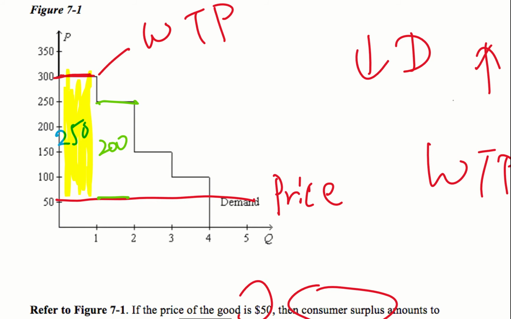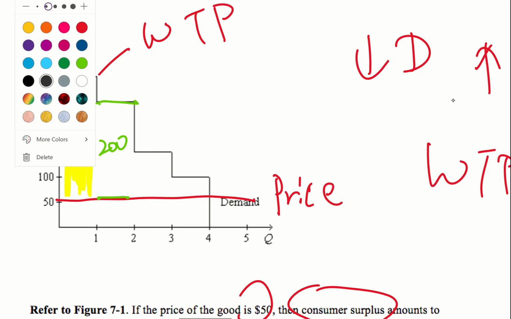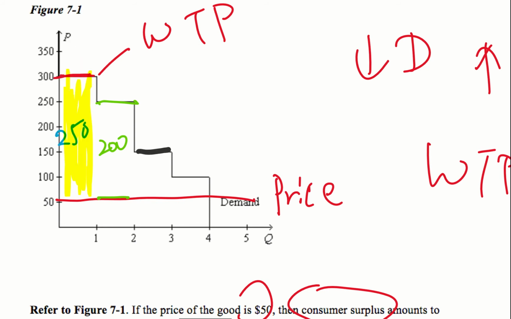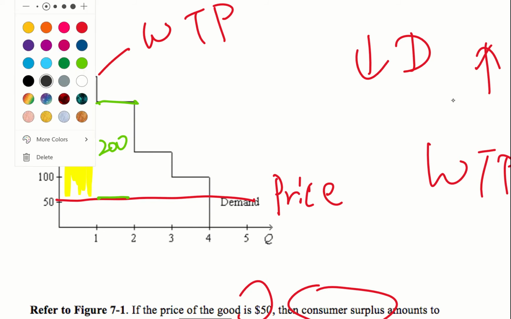And then for the next person, his WTP is 1. Oh, why is it so big? Smaller. All right, that's still big. All right, one more size down.